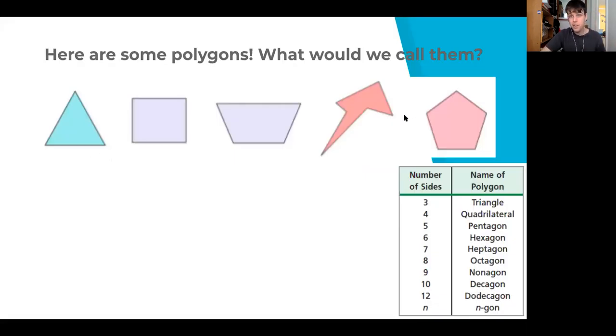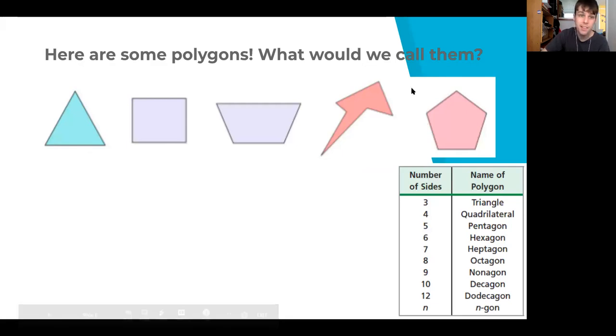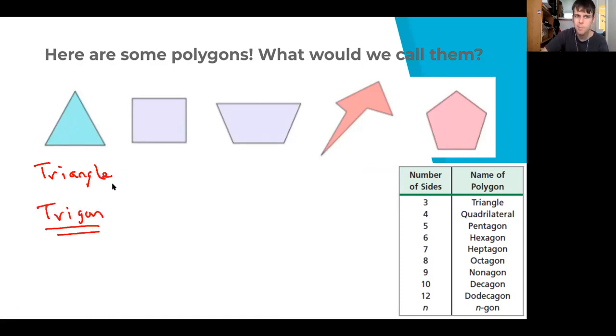Okay, here are some polygons. What would we call them? I got this little table here to help. Feel free to pause it if you want. I'm just going to be counting sides and naming it. Well, obviously here, triangle. 3 sides, triangle. Why wouldn't we call this a trigon? Kind of like the name trigon, but triangle is the only one that has the name that references the angles, so to speak.